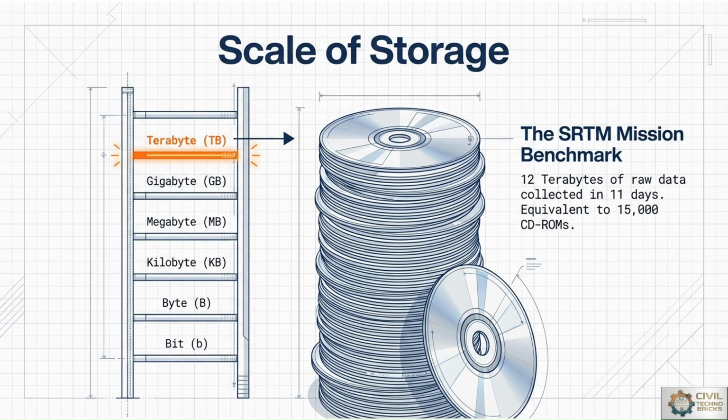12 terabytes of raw data collected in 11 days. 12 terabytes of raw data is collected in 11 days, which is equivalent to 15,000 CD-ROMs. It means if we have to convert the whole stored data into CD-ROMs, then 12 terabytes of data is collected in 11 days. So data and time generate the rate of transmission, which gives the scale of storage.